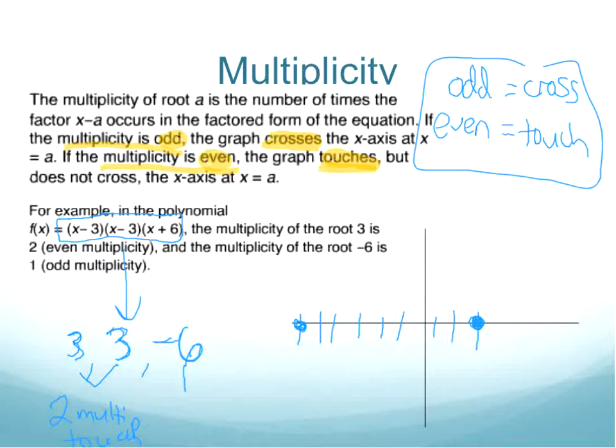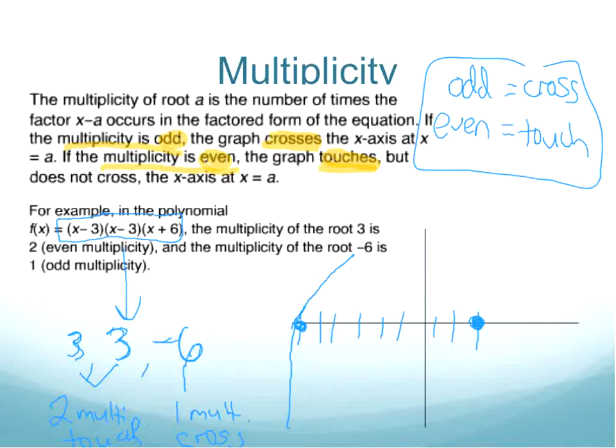Negative 6. How many times do you see a negative 6 listed? 1. So it's a 1 multiplicity. And 1's an odd number. What does odd mean? It's going to cross. So let's recap what we just did. So because I see 3 listed twice, that means it's going to touch at that point. What's going to happen at negative 6? It's going to cross.